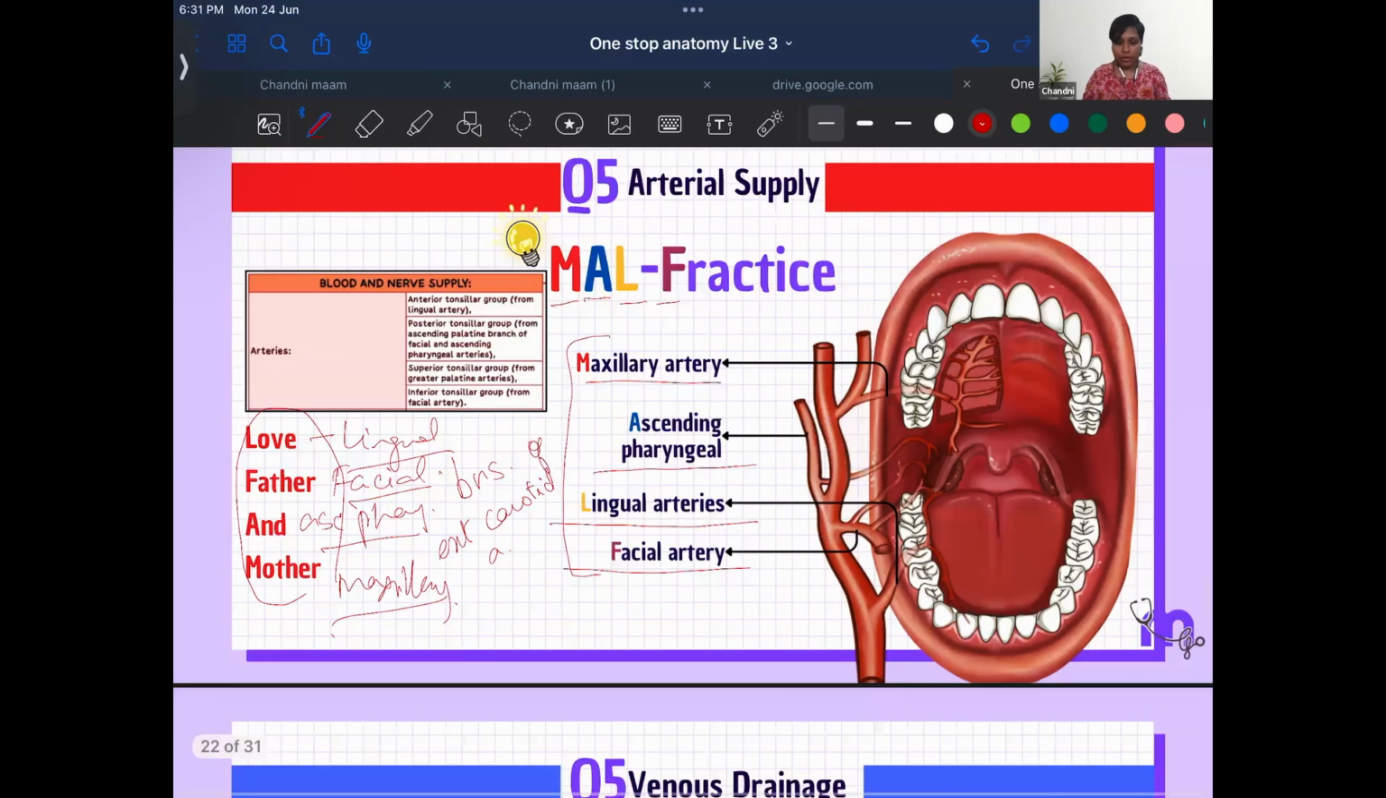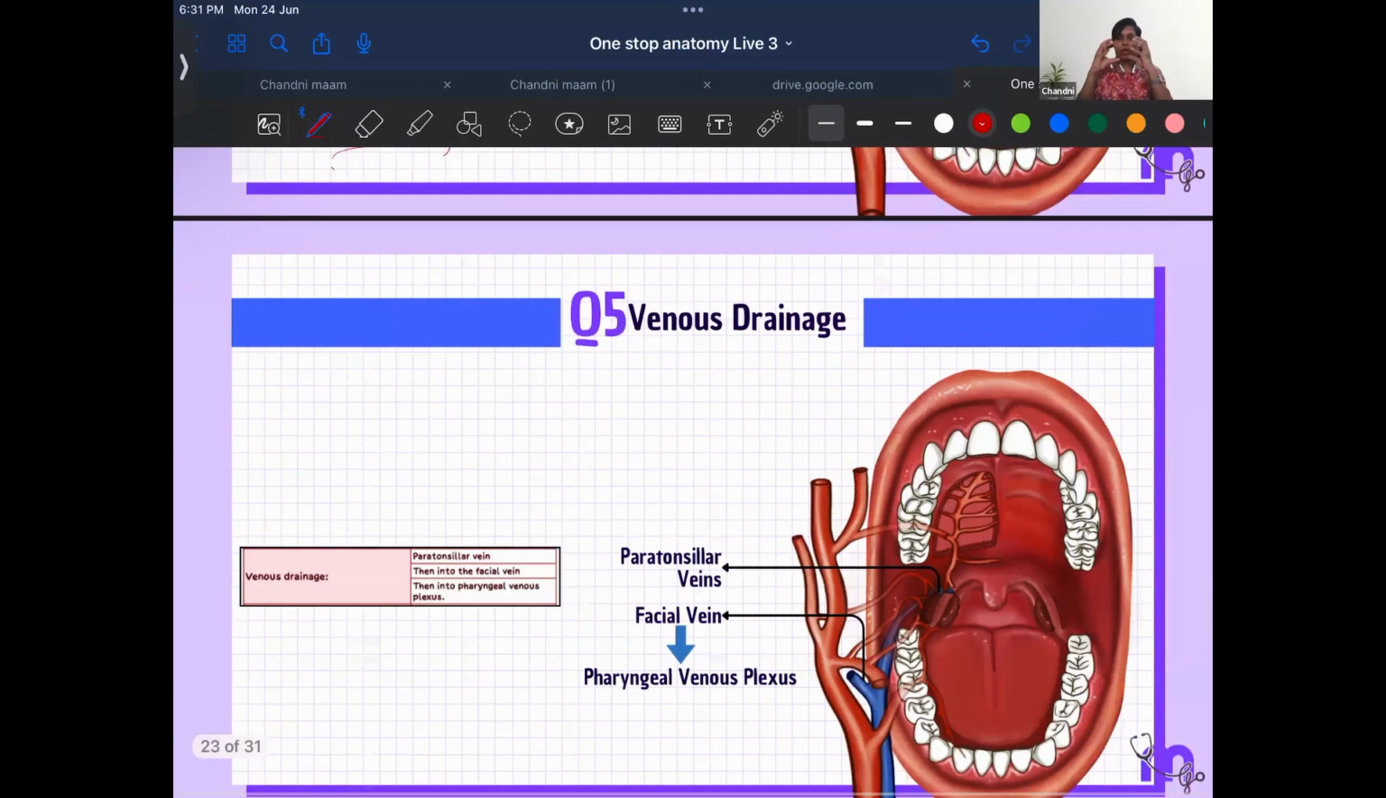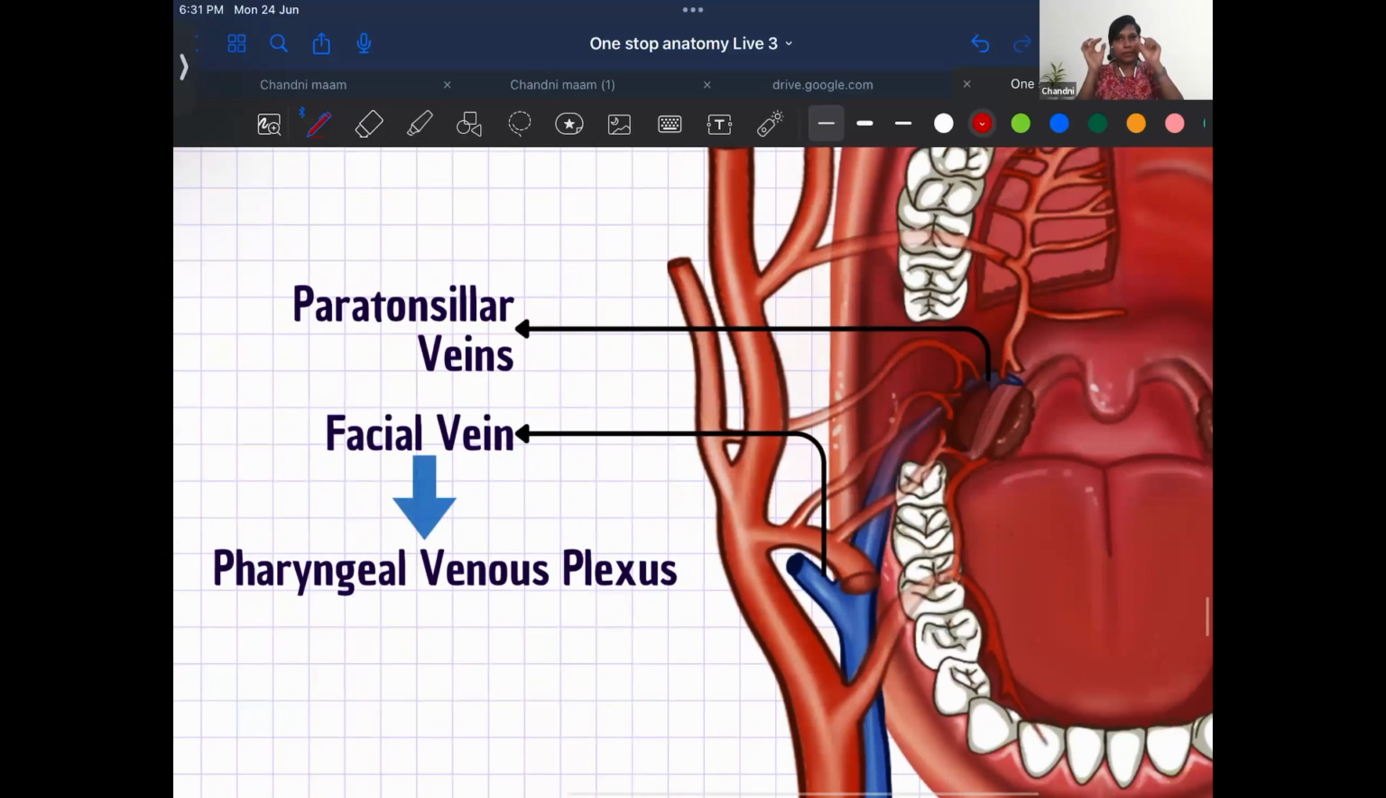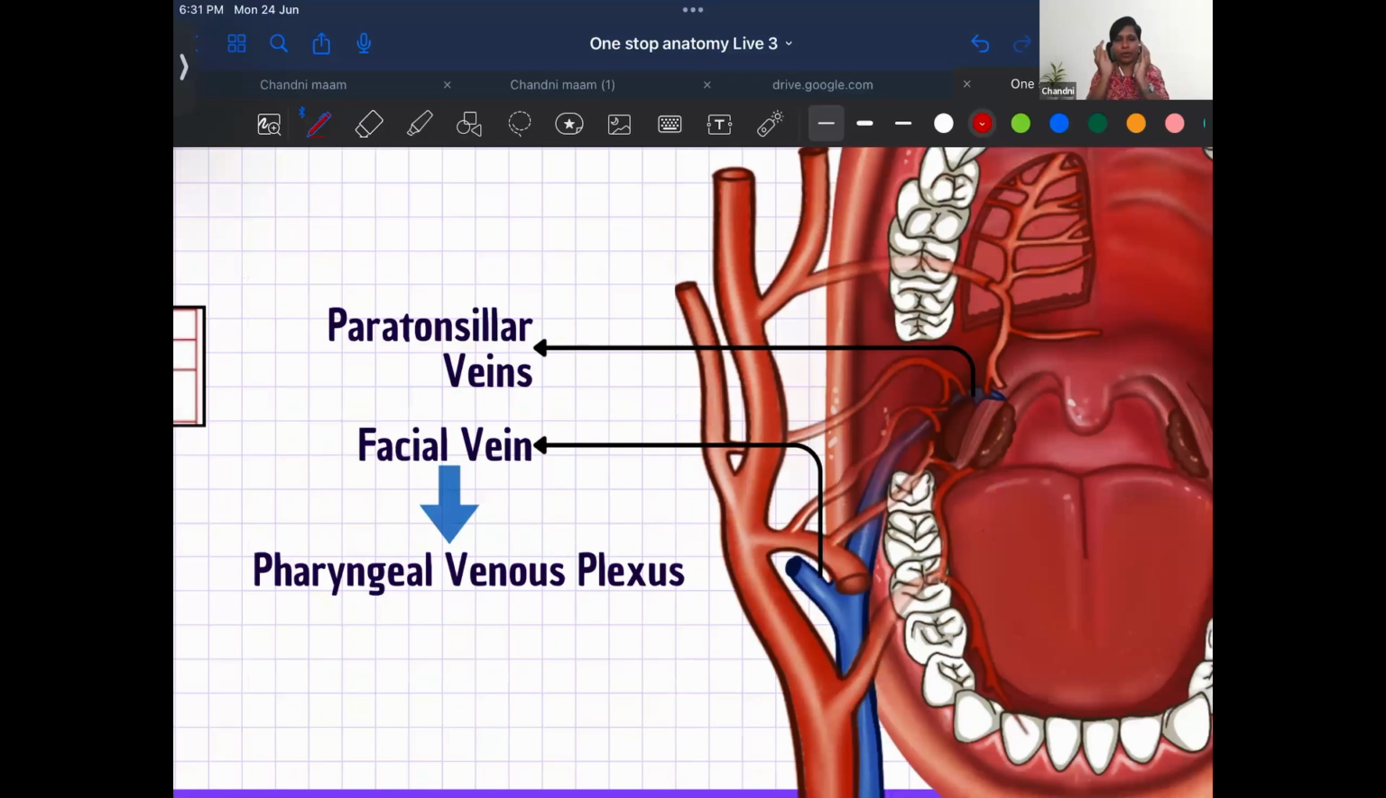Venous drainage. There are lots of veins next to the tonsils. Right next to the tonsil, there is a space with connective tissue. What kind of connective tissue? Loose connective tissue, just loose areolar fibers. That is where all the veins of the tonsils are.